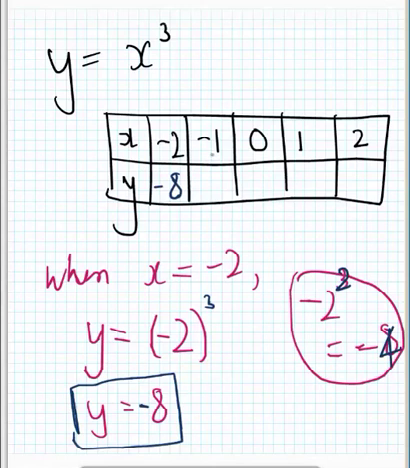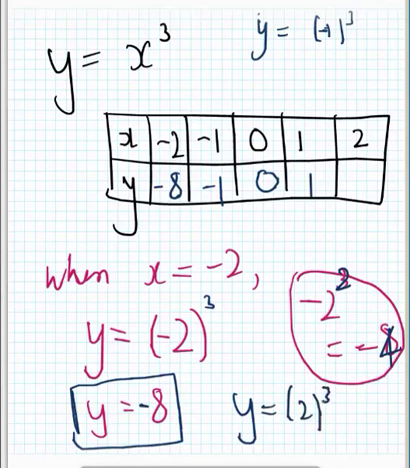Now when x is -1, we have y equals -1 to the power of 3, and that will just give us -1. When x is 0, we just have 0. When x is +1, we will have +1. And when x is +2, we would have 2 to the power of 3, which is just +8. So you notice how we've got -8, -1, 0, and then back to +1 and +8. You can see how the pattern is changing, and it's not a straight line.